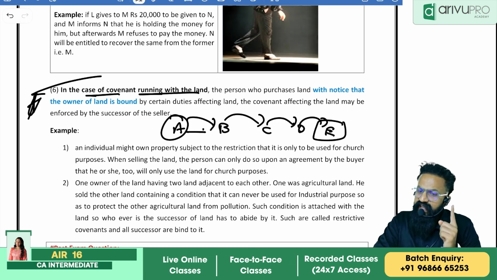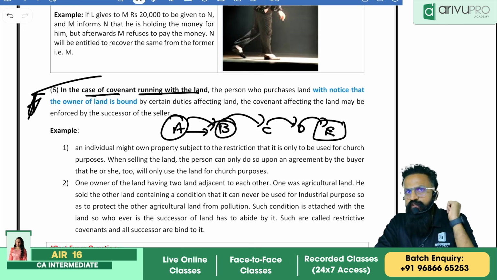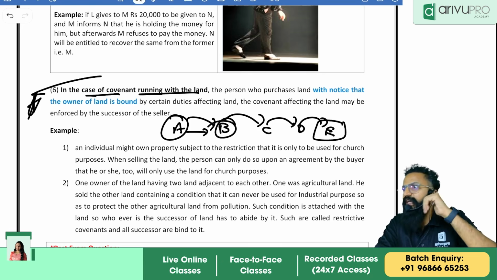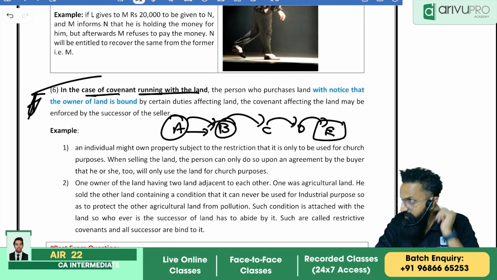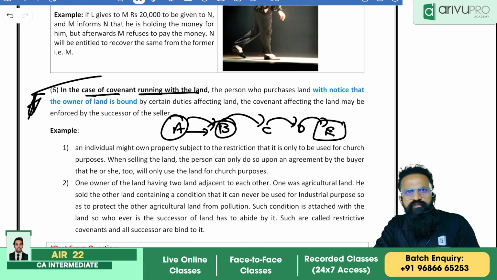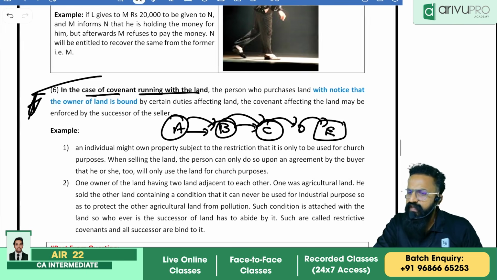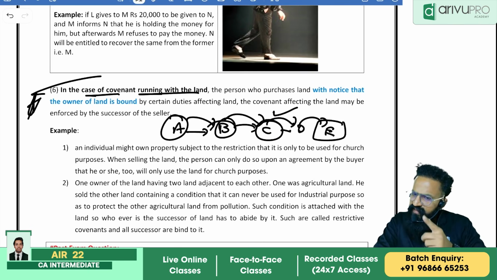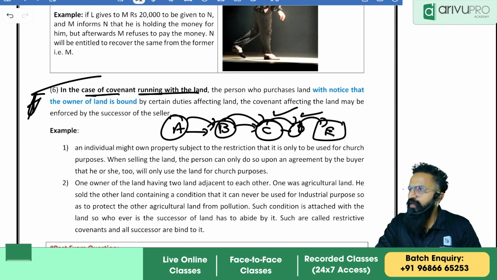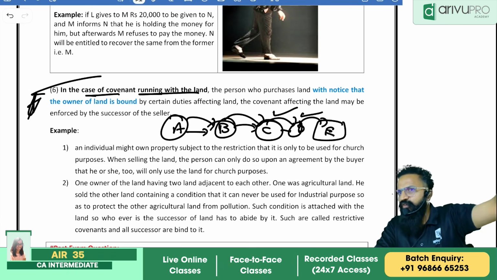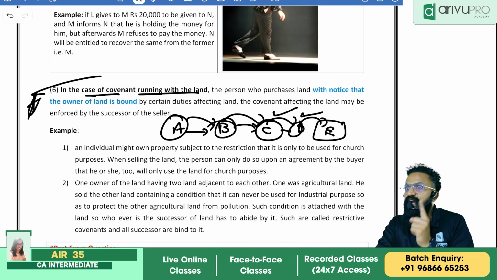When A has said to B, you're not supposed to use this land for the purpose of industrial activities, if I've clearly told you not to do that, what if B sells it to C? C is not supposed to do that. C sells it to D, D is not supposed to do that. I don't have a contract with any of those people, but still you're not supposed to carry that. That is what is called a covenant running with the land.